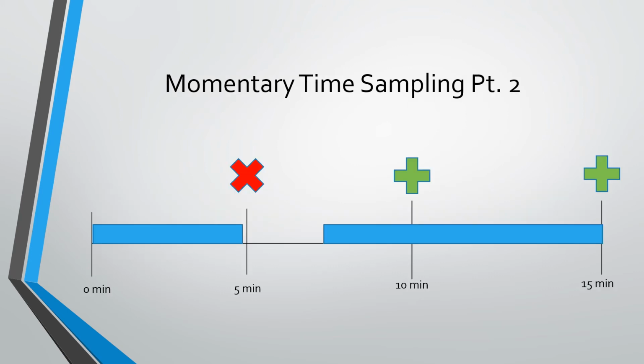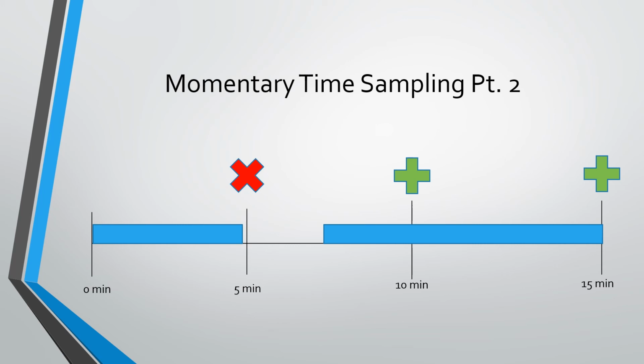So here we see, from 0 to 5 minutes, it occurred most of the time, but specifically at the 5-minute mark, the behavior was not occurring, so momentary time sampling is going to record no. From the 5 to 10-minute mark, the behavior starts about halfway through and lasts for the rest of our observation period. So because it's occurring at the 10-minute mark, specifically right at 10 minutes, you have a timer, it goes off, you look up, behavior is occurring, yes.